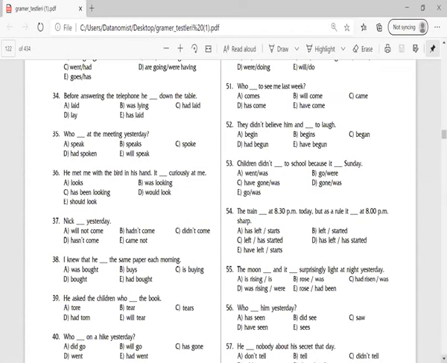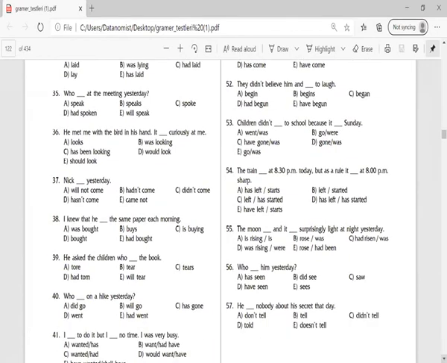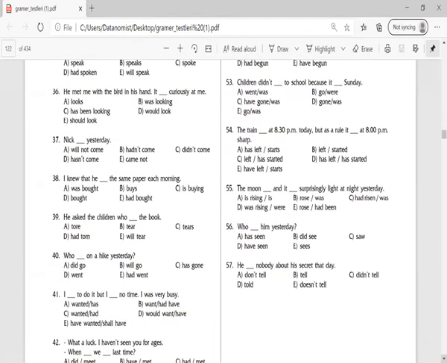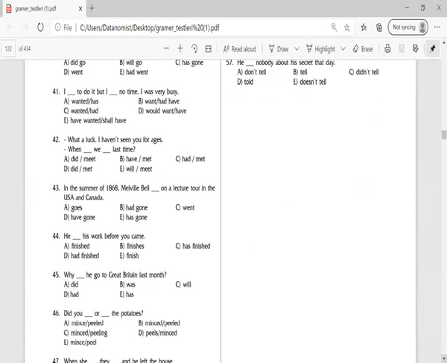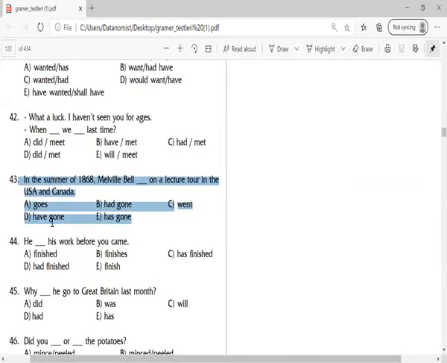Fine. Let me give you some more because I can't go to the next. Tomorrow I'll talk about other parts, but let me have some practice here. Look at this 43rd one, guys. In the summer of 1868, the moment I say, okay, if something happened in the past, Melville Bell dash on a lecture tour in the USA and Canada. So obviously he has given this time and talking about only one action. So went.